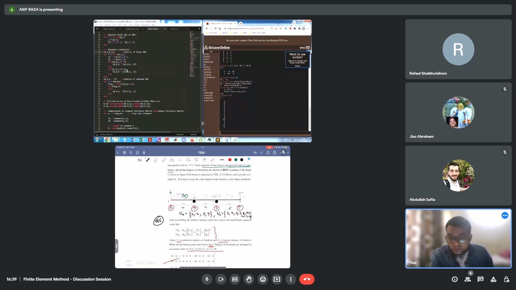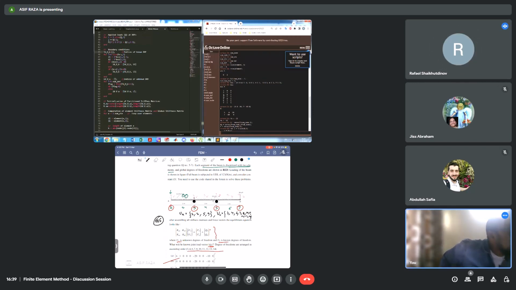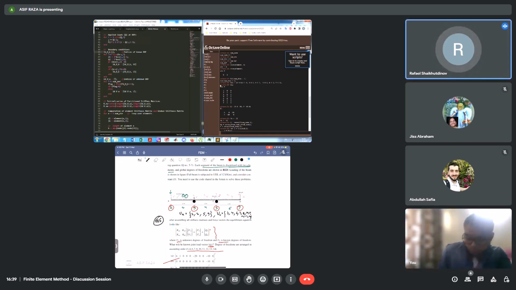Indices of known degree of freedom. So for I equal to 1 to size of boundary condition comma 1. Let me see once again. Size of boundary conditions. By the way, we feel that it should provide a wrong result.